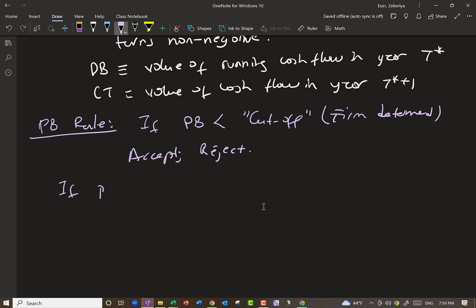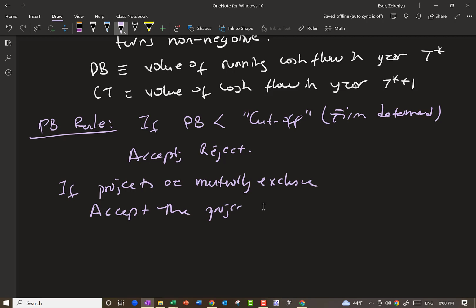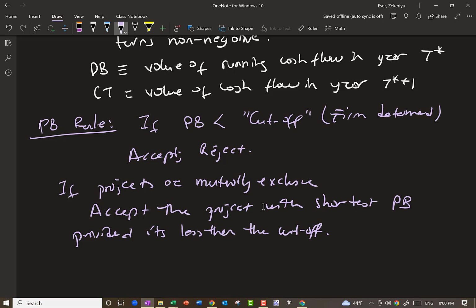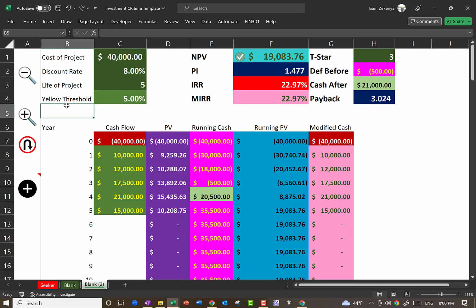Obviously, if projects are mutually exclusive, accept the project with shortest PB, provided it's less than the cutoff. And we could actually put a little parameter in our template. Let's call this payback cutoff. I'll put 3 for now.